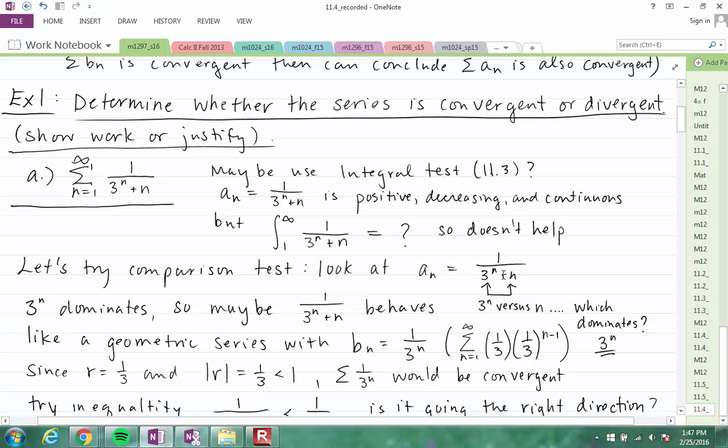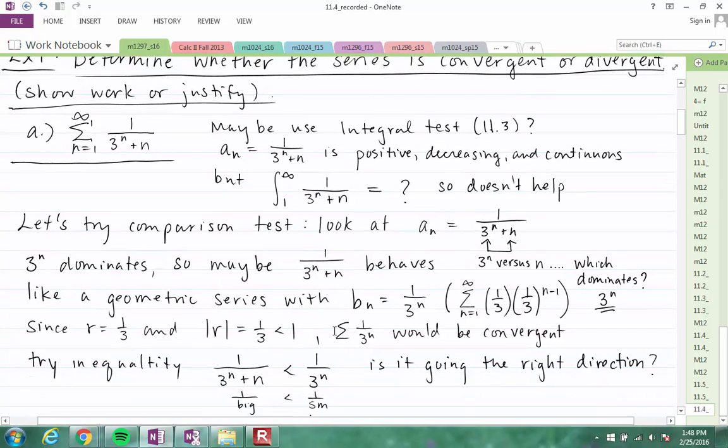So 3 to the n versus n, looking at that, 3 to the n is going to go to infinity much faster than n. If we reduce this denominator just to 3 to the n, then we'd actually get a series that we know a lot about. It would be geometric. So we can tell for sure if that thing converges or diverges. It looks like that 3 to the n as n goes to infinity is going to dominate. So for those reasons, we choose our b sub n as 1 over 3 to the n, which is a good choice.